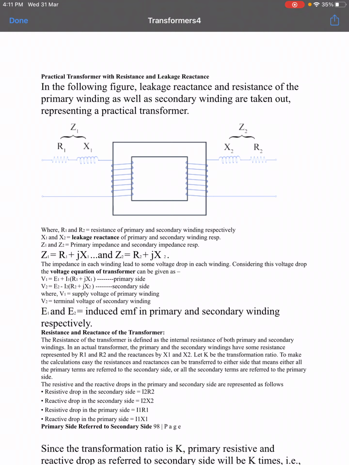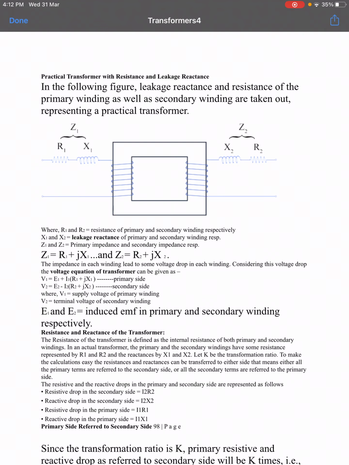Next we have copper losses. Copper losses are the variable losses. Copper losses are also called I square R losses. Based on load we get the copper losses. This is about the practical transformer. In a practical transformer we definitely have the resistance effect and also the leakage reactance effect.